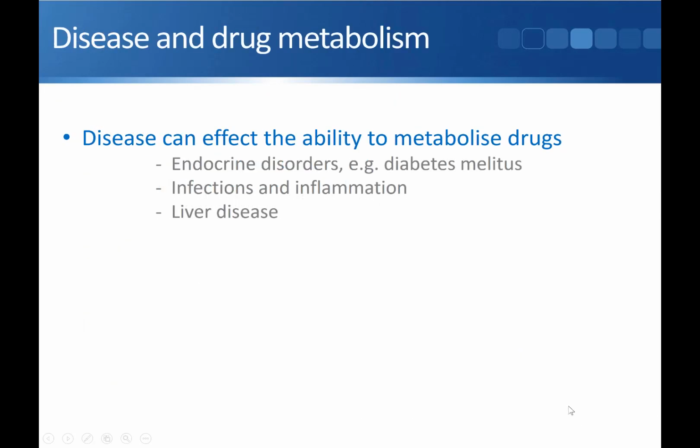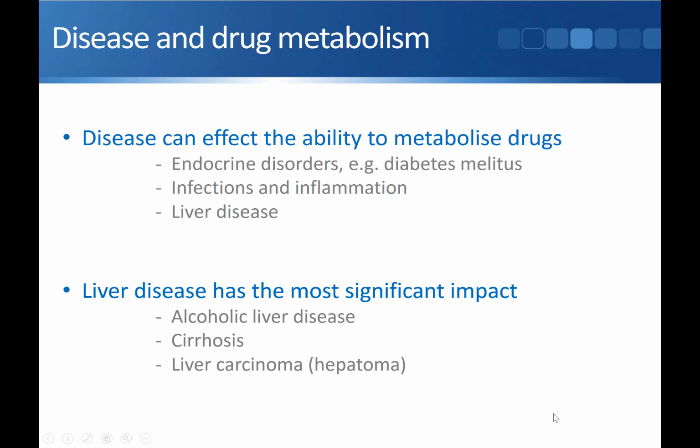And finally, disease. Disease can affect the body's ability to metabolize drugs. So diseases like endocrine disorders, infections and inflammation can have this effect, and very commonly liver disease, of course, because most of the metabolism is happening in the liver. So liver disease has the most significant impact. Very commonly alcoholic liver disease, because as we talked about before, alcohol is probably the most widely used, the most widely abused drug. So alcoholic liver disease, cirrhosis, is actually pretty common, as unfortunately too is liver carcinoma, so cancer of the liver, which again can reduce the liver's ability to metabolize.